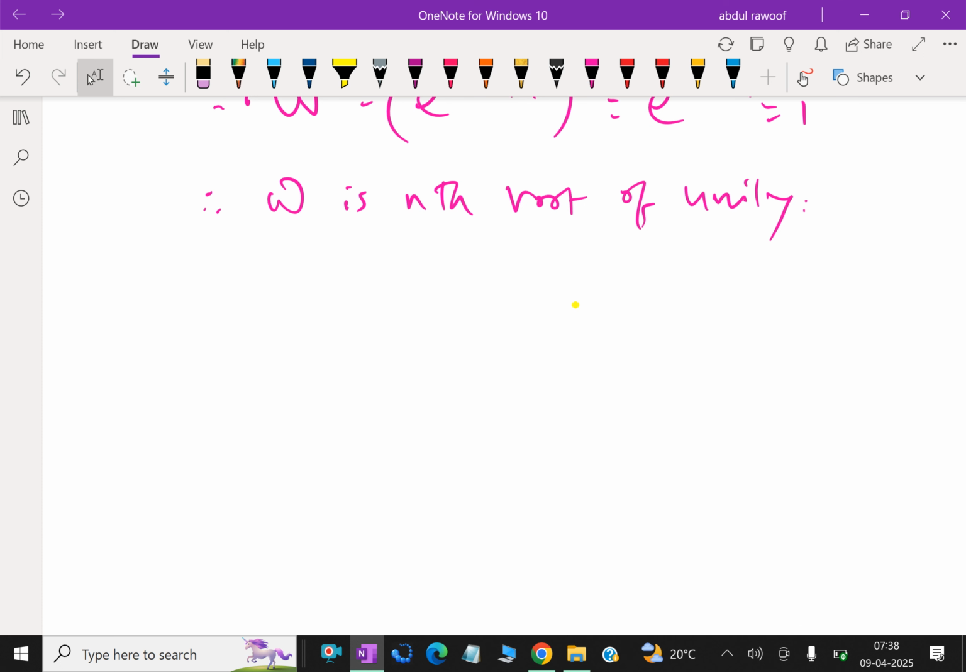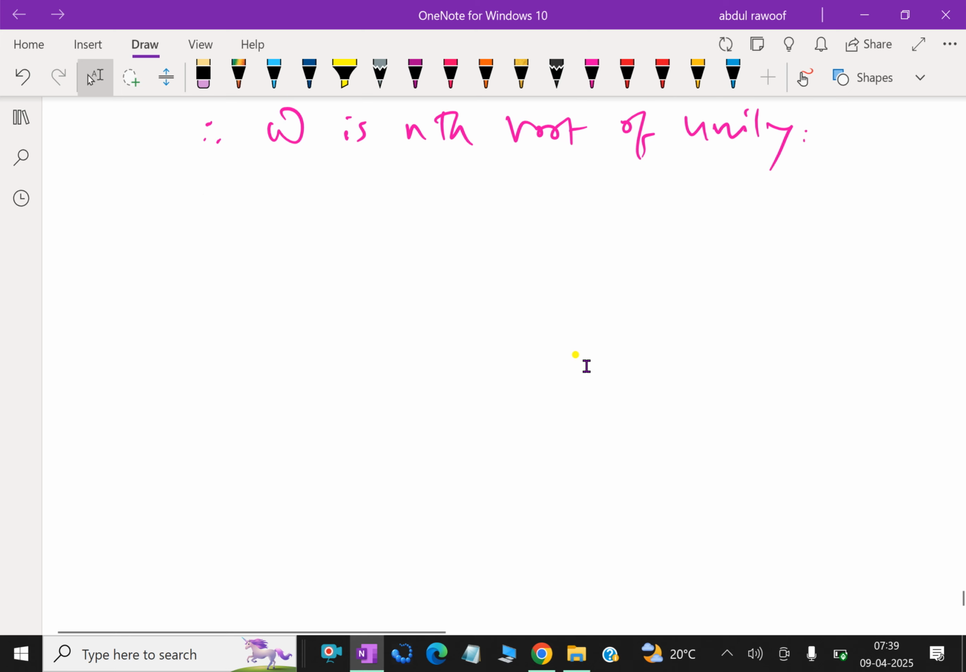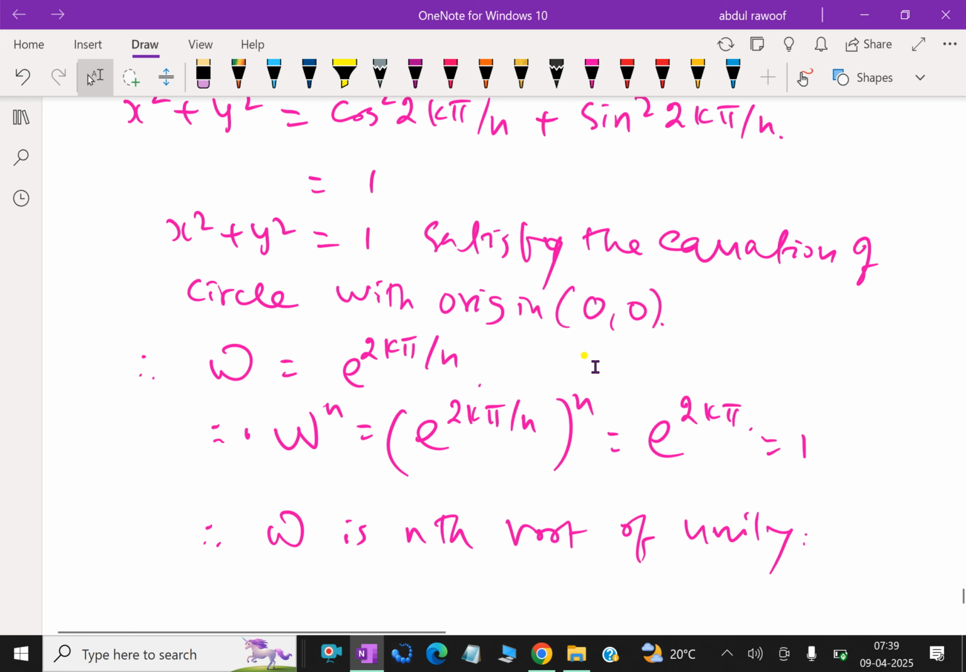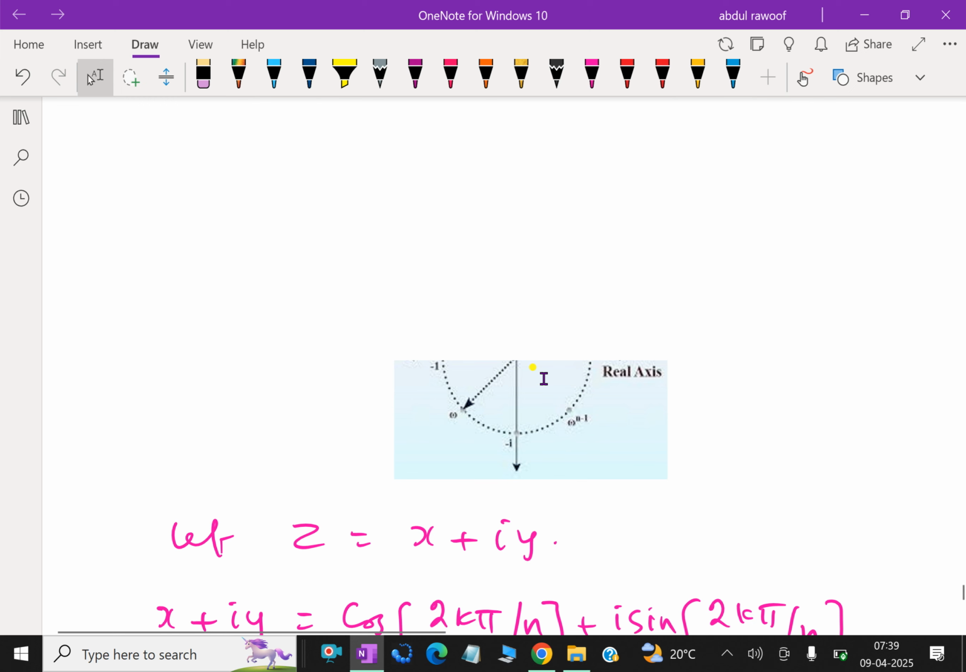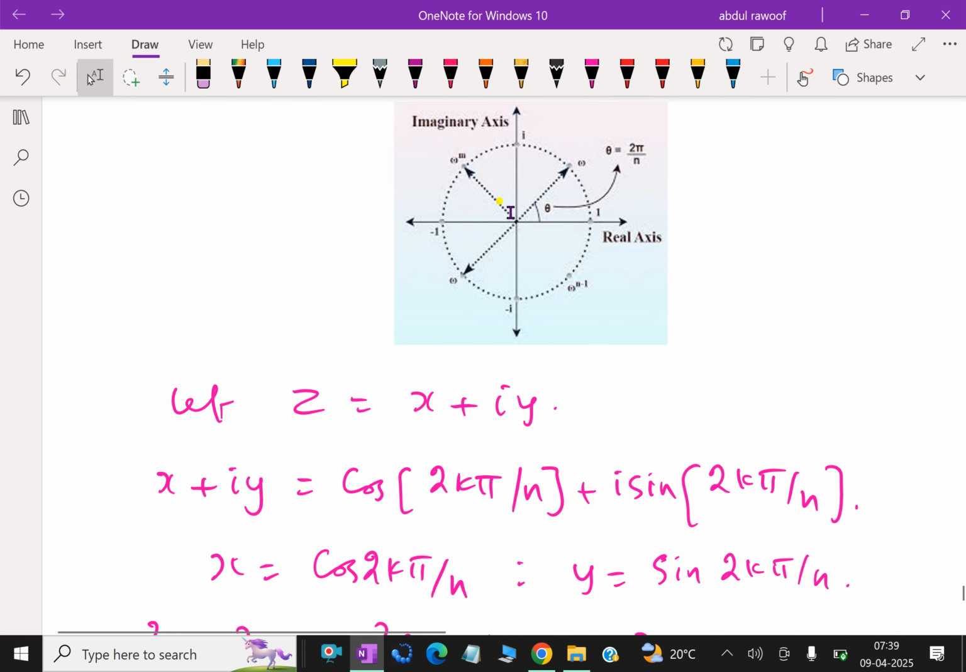Now, using De Moivre's theorem for complex numbers, we can use omega 1, omega 2, omega 3 and so on. This is the graph, and look at this theta. For the first power, theta equals 2π/n, and it keeps repeating.